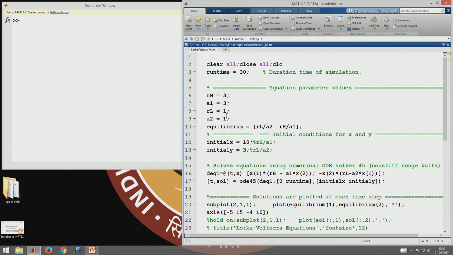Okay. Now, these have been chosen not with any specific ecological model in mind, it is more a mathematical simulation. But if you have actual data from say any forest system, you can substitute these appropriate values. And the equilibrium point is defined over here. It was RL divided by A2 and RH divided by A1. Okay. So, that is over here. Now, let us say the initial condition. Okay. So, this is the number of deers.